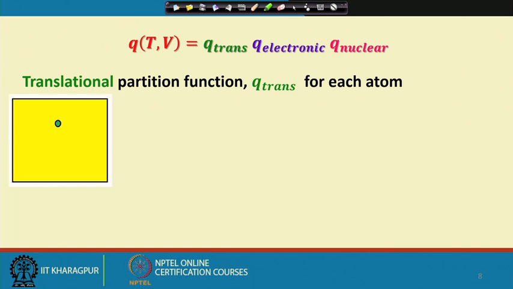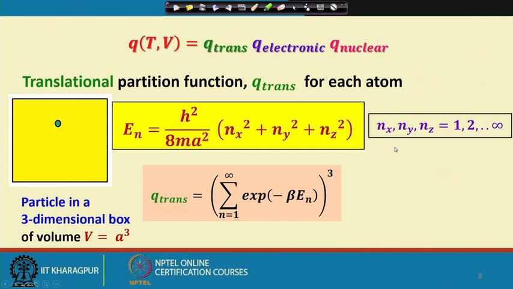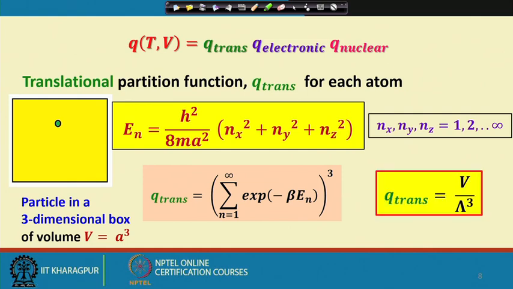And we have also discussed the determination of the partition function using the solution of the Schrodinger equation for the particle in a three-dimensional box problem, and then we have evaluated that q trans is given by V divided by lambda cube, where lambda is the thermal de Broglie wavelength. Let us next talk about how to get the electronic part of the single particle partition function.